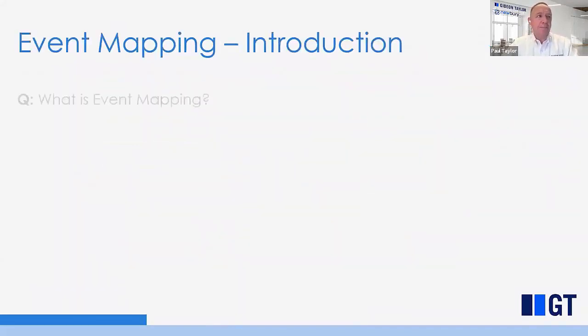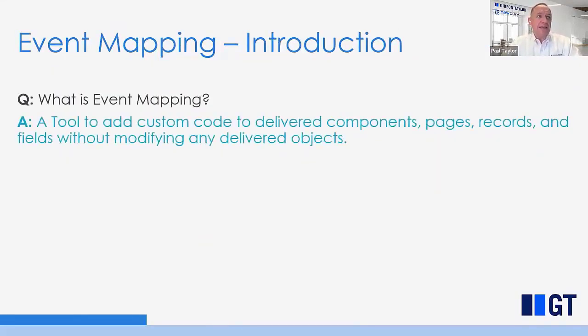So, event mapping. What is it? Event mapping is a tool that allows you to add custom code to delivered components, pages, records, and fields without modifying any delivered objects. Again, custom code to delivered components without modifying delivered objects.